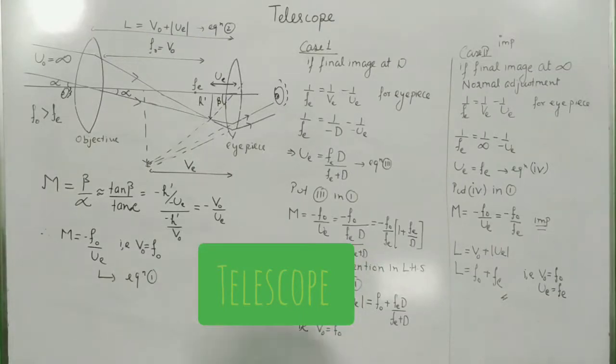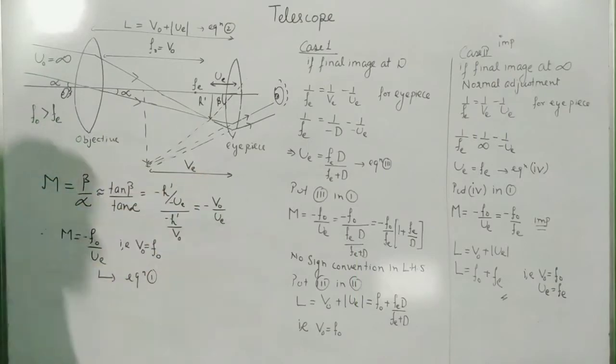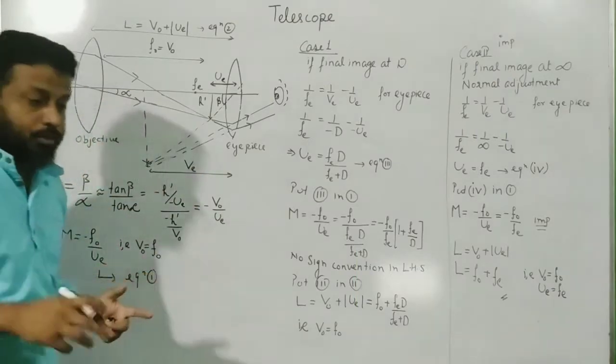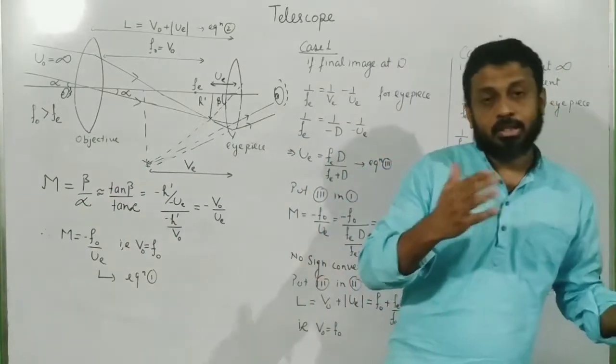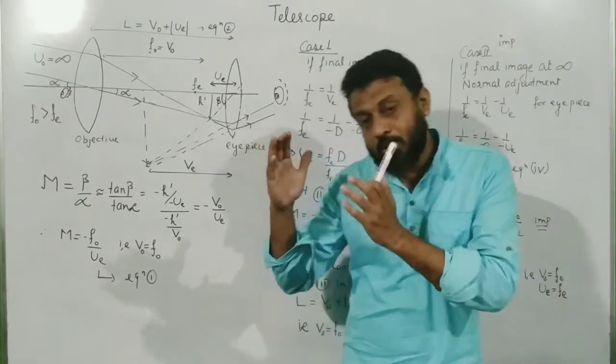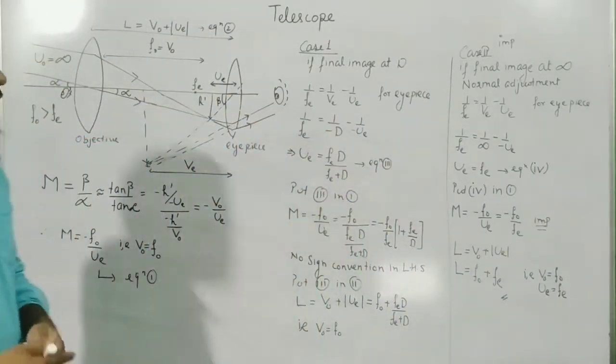Hello students, today we are going to discuss the concept of the telescope. This is a refracting type telescope, where the images are formed due to refraction. There is one more type of telescope called the reflecting type, where the image is formed due to reflection. That is also a part of the syllabus, but there you just have to practice the ray diagram.